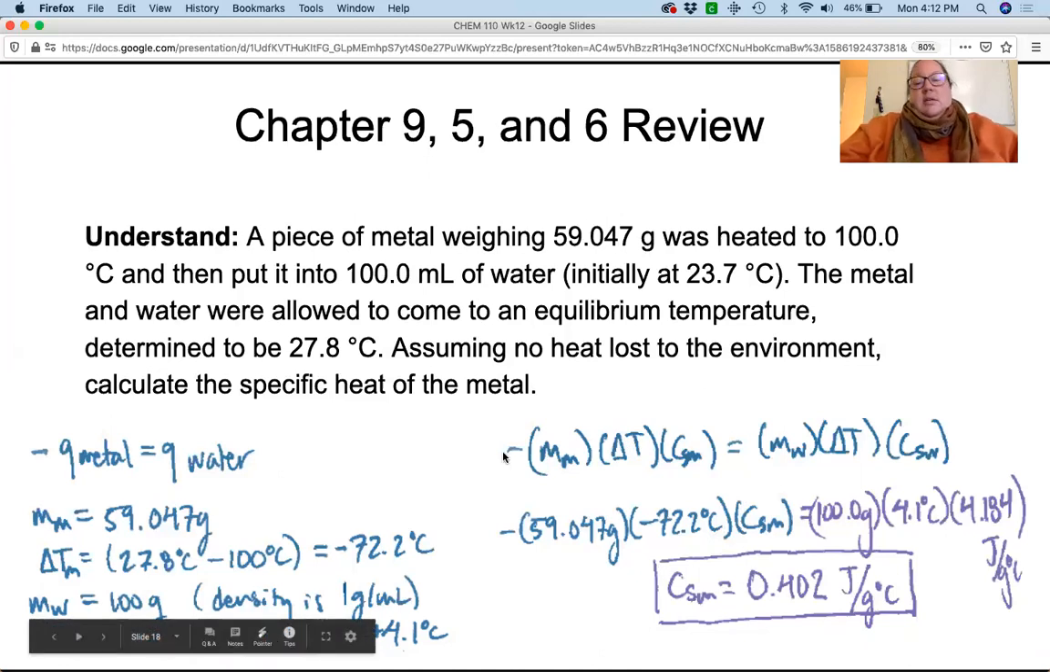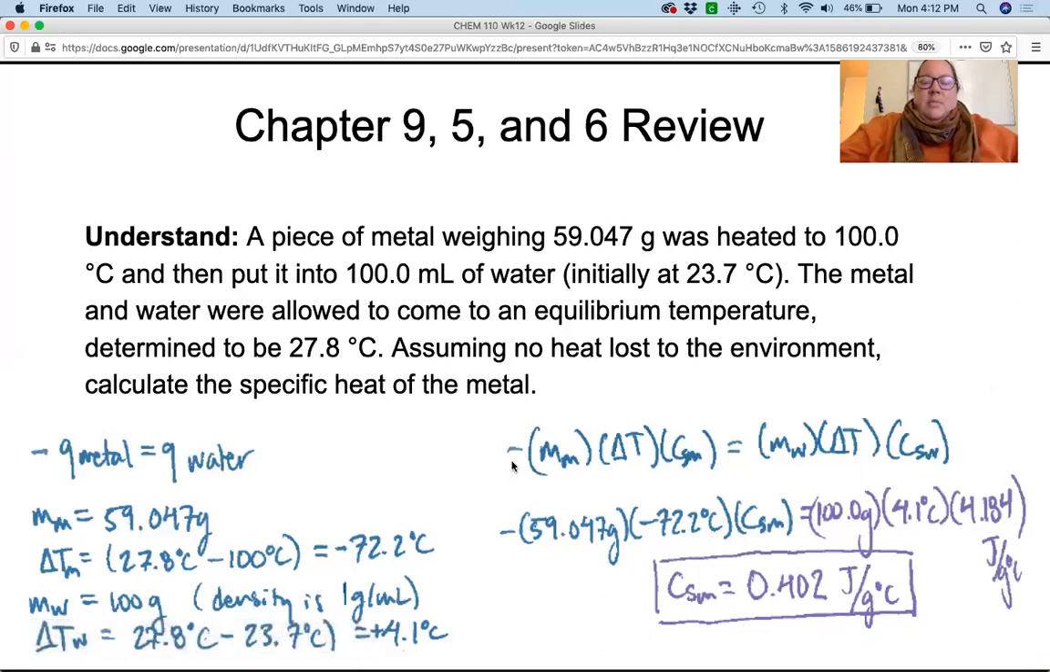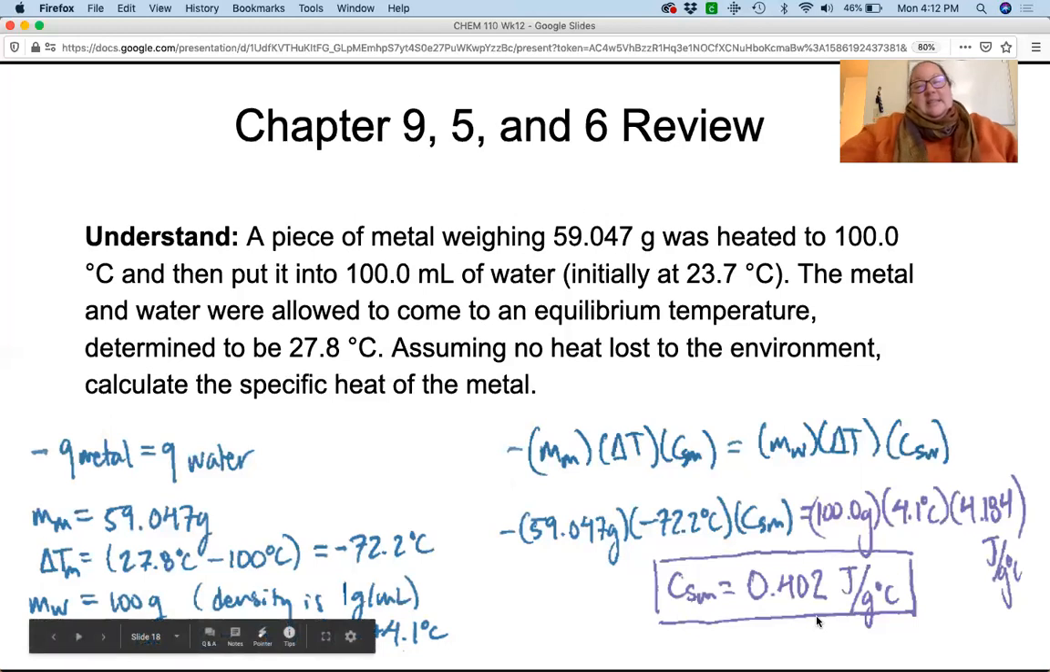Many folks have asked about this negative sign. Again, remember that the metal is giving off heat, which is why the negative sign is here. But another way to think about it is that it's the negative sign that actually cancels. When two negatives are multiplied together, they become positive, which is why the specific heat in this instance is positive and not negative, which is good because we wouldn't want to see a specific heat that was negative for a metal.